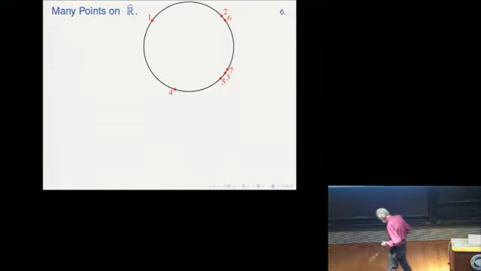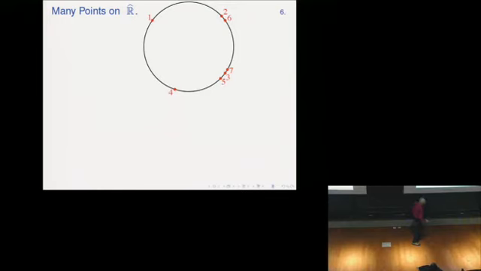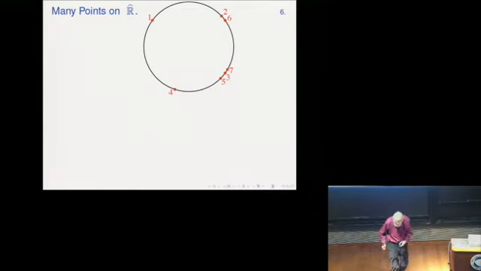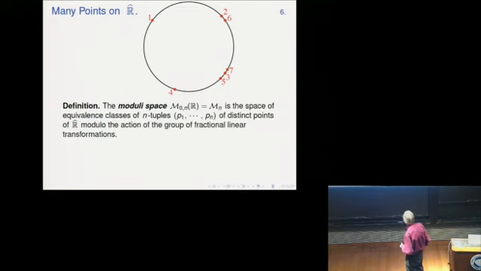Okay, now the subject of the talk will be many points on the circle. So first of all, suppose we start with 7 distinct points on the circle. Then, by definition, the moduli space M0,7(R), or I'll write just briefly MR, M7, is the space of equivalence classes of n-tuples of distinct points on R hat modulo the action of the group of fractional linear transformations.